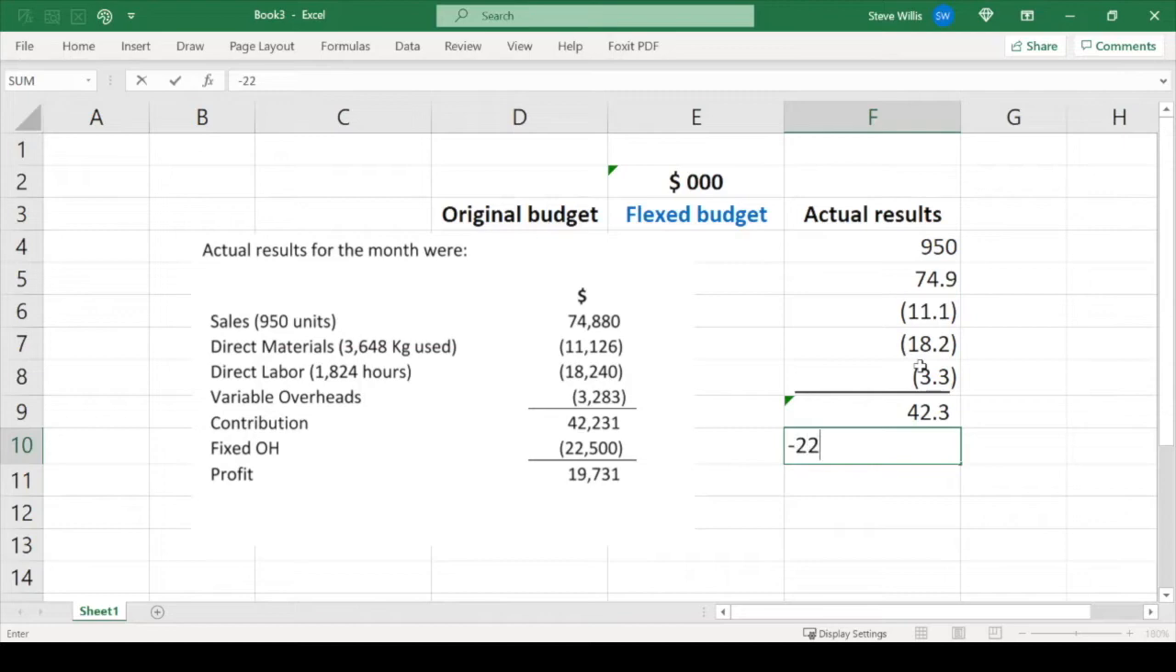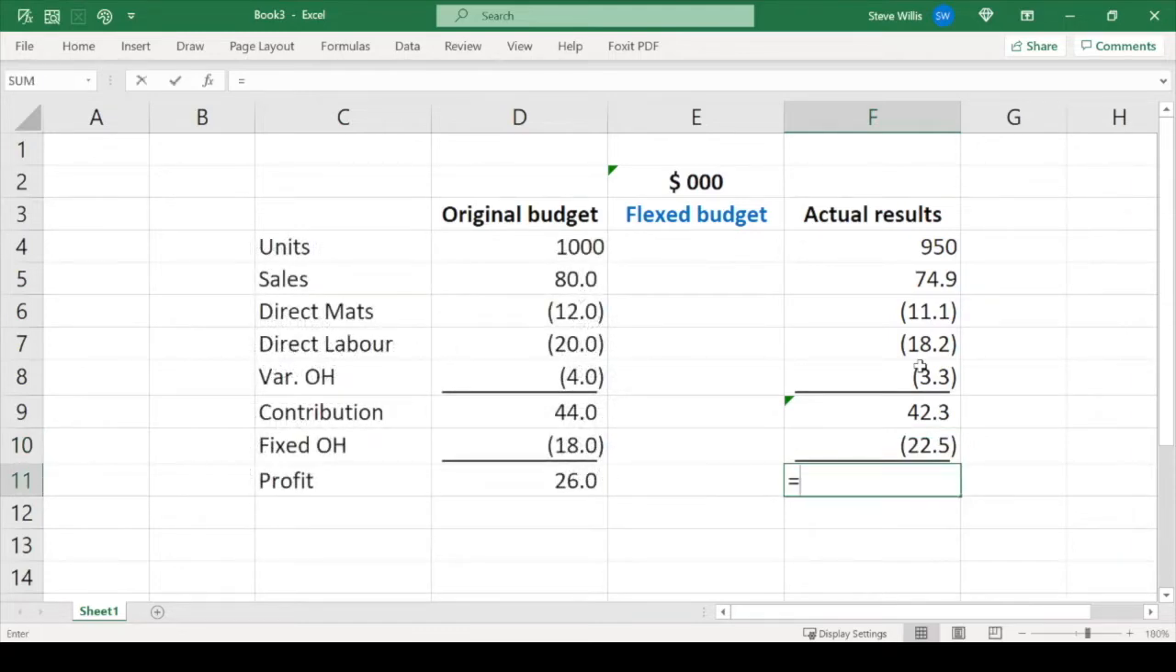Wow, 4,500 more than expected. Negative 22.5, and that is equal then to the sum of those two figures, 19.8. So we see the budgeted profit, 26. Actual profit, 19.8. We want to understand what went wrong so we can take corrective action and fix the situation for next month.